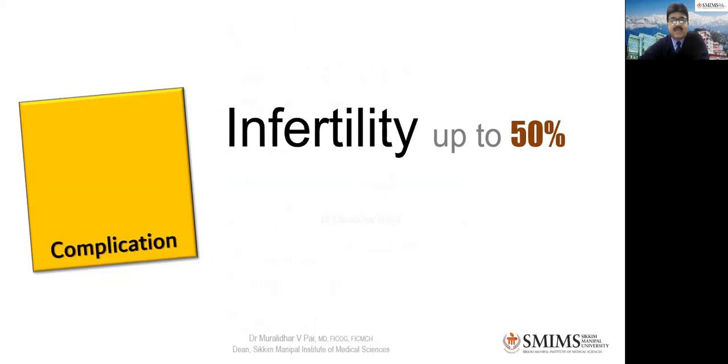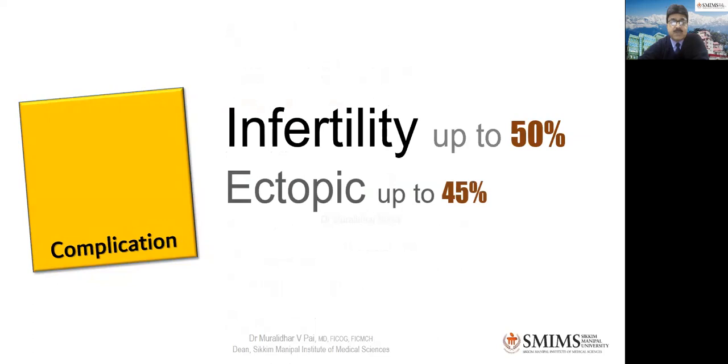Complications, as I've been telling right from the beginning of my talk: infertility, up to 50% of the cases, because of the destruction of the tubes as well as endometrium, and also ovary. What more do you want? Ectopic pregnancy, because the tubes are destroyed, kinked, maybe adhesions, 45%. Abortion, because implantation, though it occurs very rarely, is not a successful implantation. They may go for abortion due to avascularity in the endometrium, 35%.